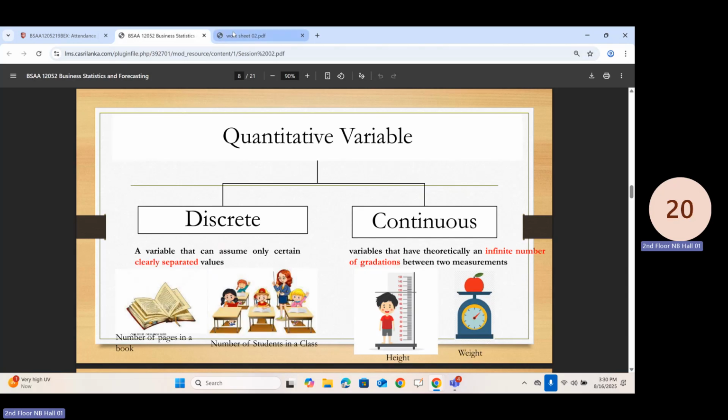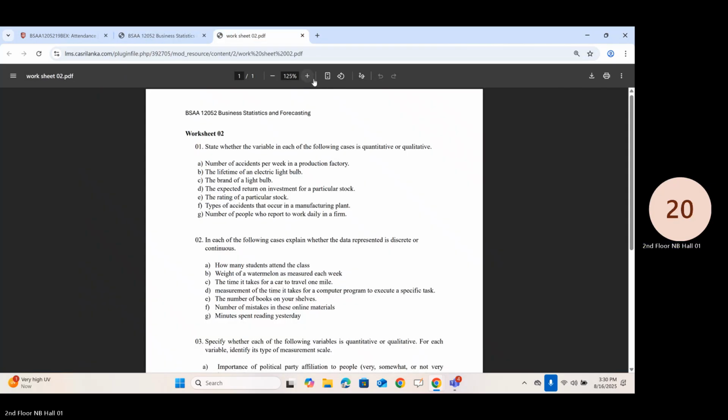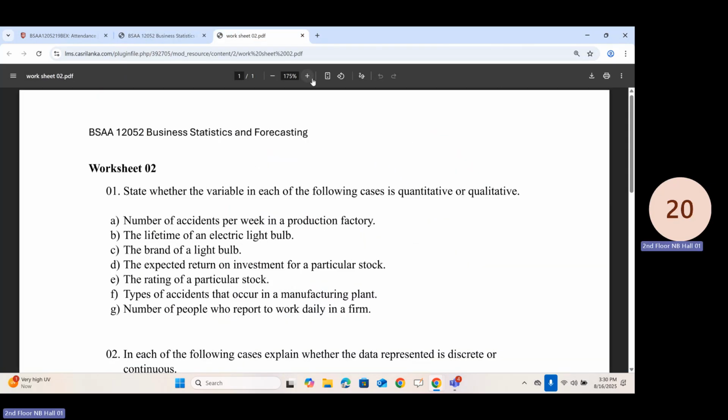Then we give the small activity here. These things are important when we are doing the statistical analysis using the software. Clearly we need to identify what is the level of variable and the level of measurement. Based on that, we need to run the particular test. So many statistical tests are there.